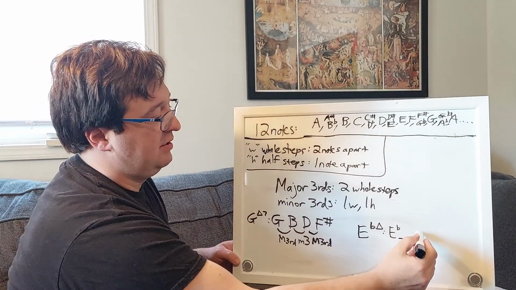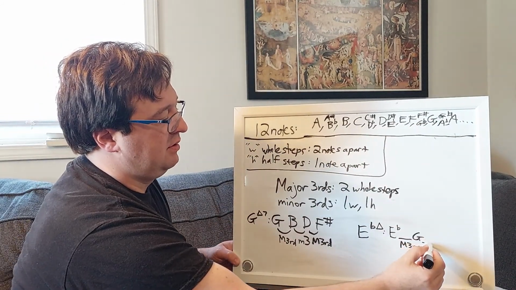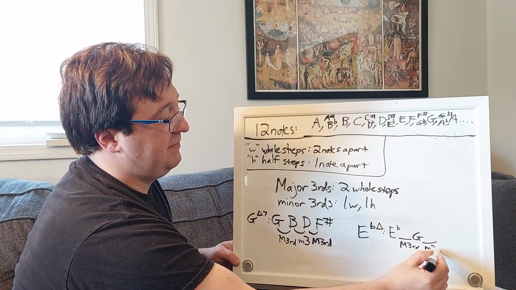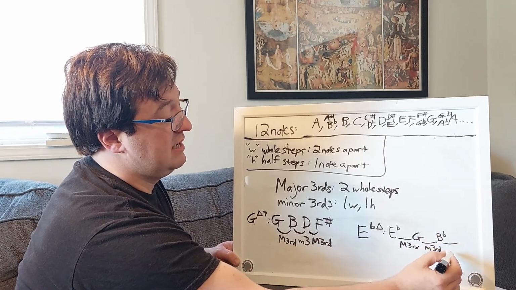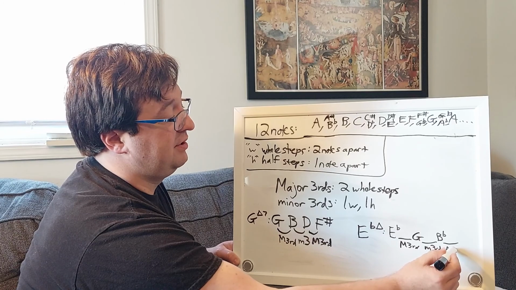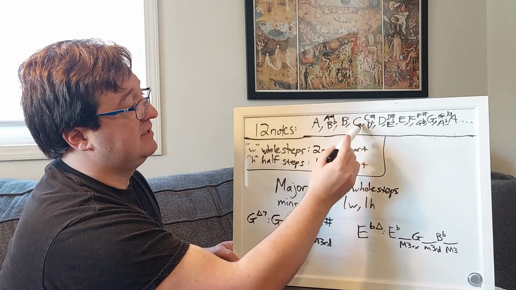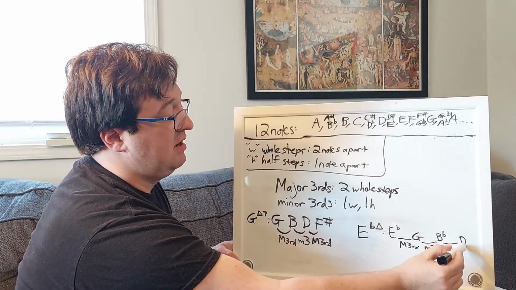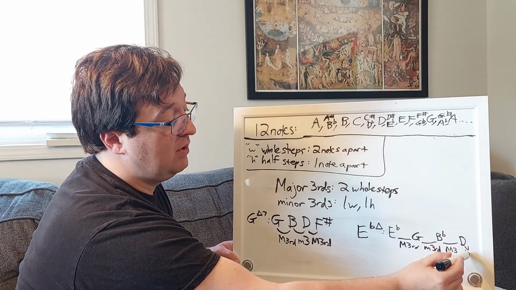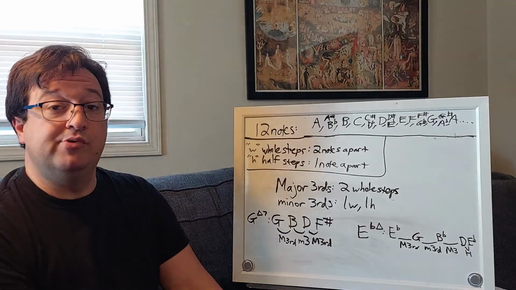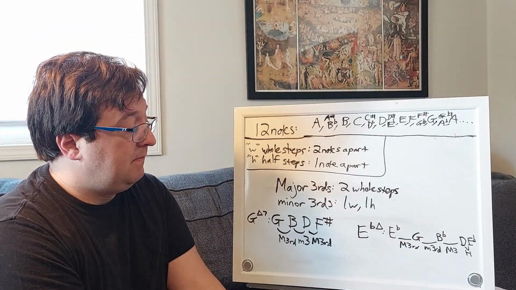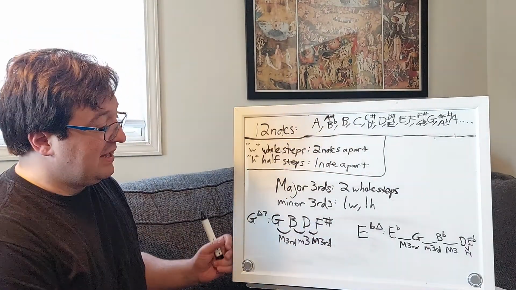F, G. The minor third is a whole step and a half step. That gives us a B flat. And then we have a major third from the B flat, C, D. If we did it right, we should be a half step away from the name of the chord, E flat, or the root note. Okay, so that's how to do an E flat major 7.